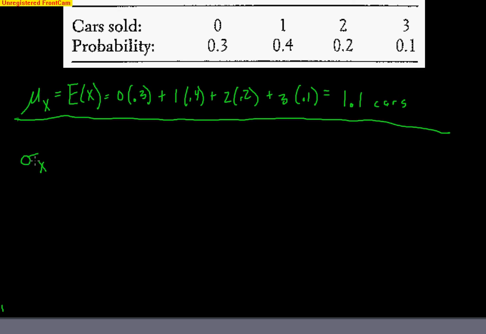Sigma is the standard deviation of the expected value. We could also write SD, the standard deviation of the random variable, either one that you want to go with. To find this is a little bit different formula. Let me walk you through what you need to do here.